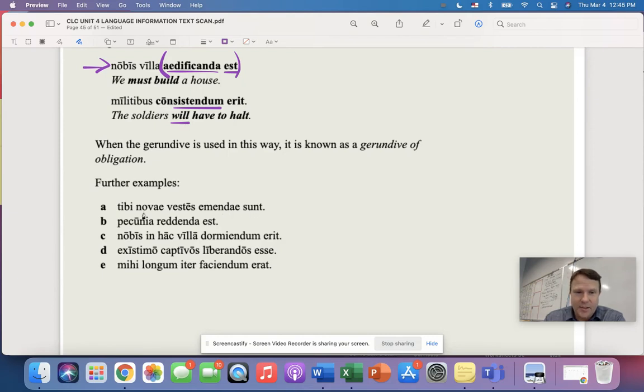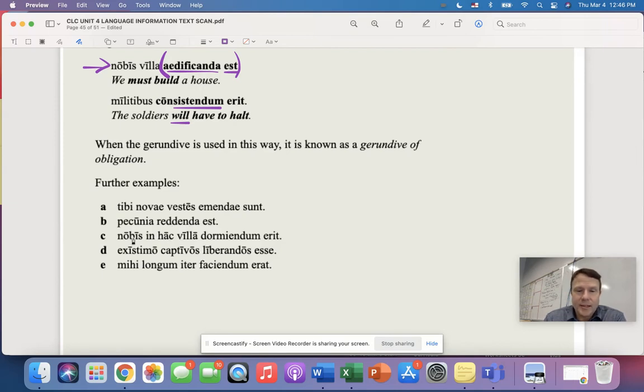So the new clothes must be bought by you. Now, what's a better way of saying that? Can we flip that to the active just like we did up here? Yeah, right. So you must buy the new clothes. Let's try B here. Pecunia redenda est. All right, so hopefully we said the money must be returned, or maybe somebody must return the money. We don't know who that person is, so I think we just need to keep it in the passive there. The money must be returned, must be given back.